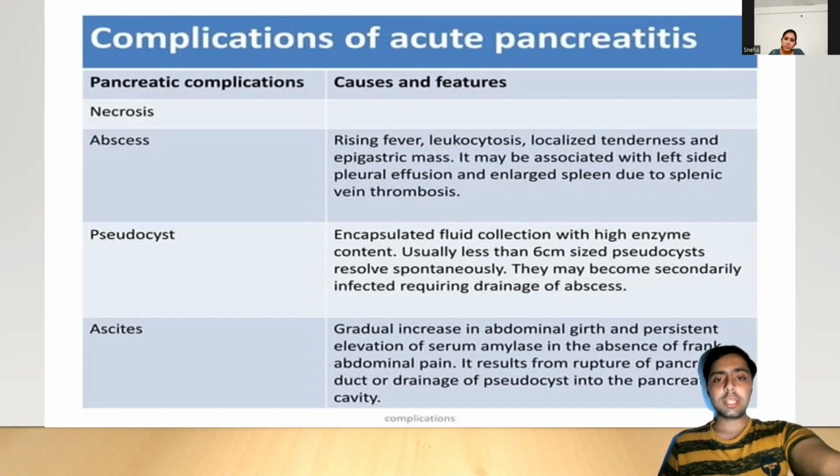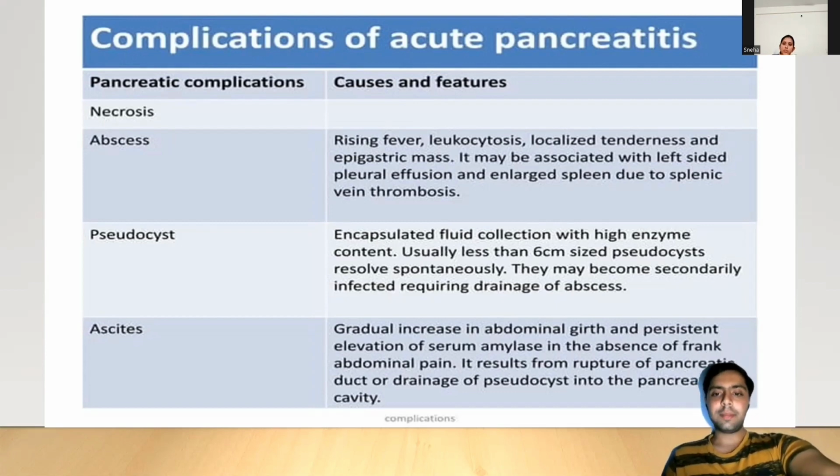Then we have the pseudocyst. Pseudocyst basically is the encapsulated fluid. It is a chronic complication, not an acute complication, but it develops. What happens is a pseudocyst of less than 6 centimeters resolves spontaneously, but when there is a chronic complication, it will not resolve. So if there is an infection, we have to drain. Otherwise, it's a very much sterile fluid.